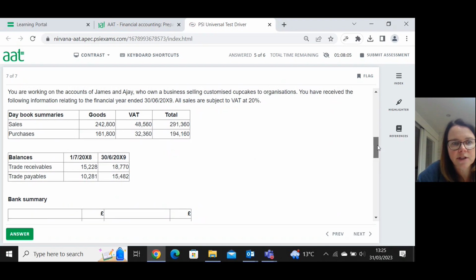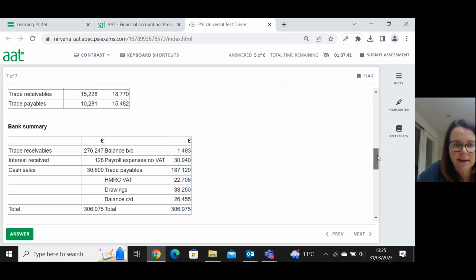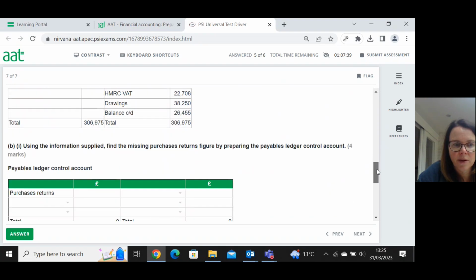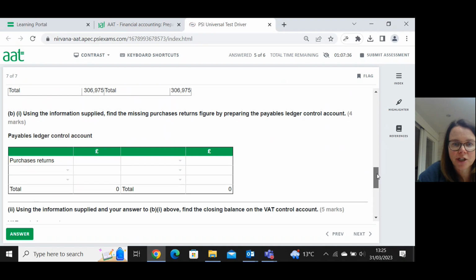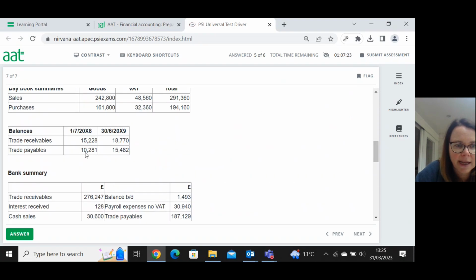You are working on the accounts of James and AJ, who own a business selling customized cupcakes to organizations. You have received the following information relating to the financial year end. All sales are subject to VAT. So we've got sales and purchases day books, trade receivables and payables balances at the start and the end of the year, and a bank summary. And we've got to figure out the missing purchase returns figure by reconstructing the PLCA.